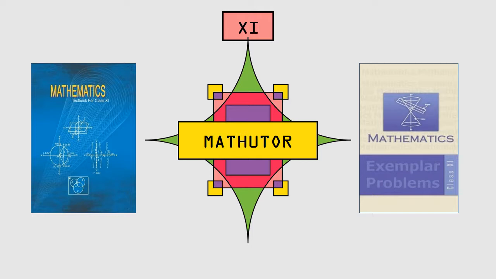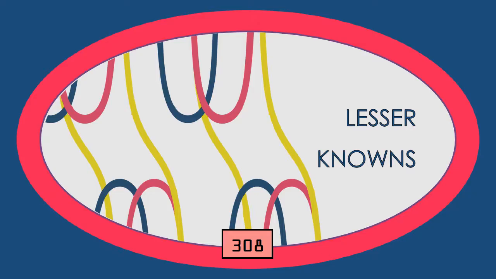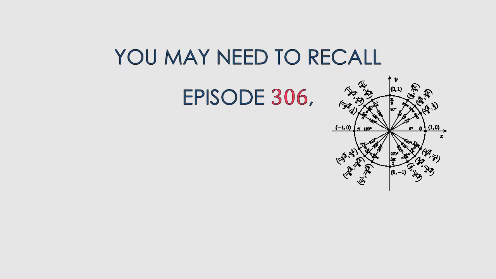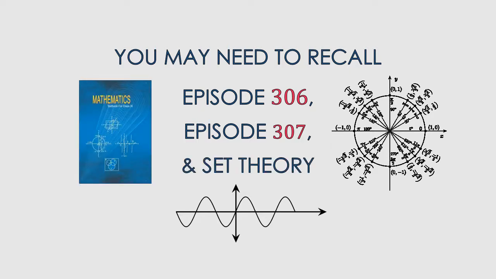Continuing from episode 307, this is Trigonometry 308. If you haven't watched episode 307, click on the link above. Lesser known trigonometric functions. You may need to recall episode 306, Trigonometry extended to any angles, episode 307, Trigonometric graphs, and Set Theory, Unit 1 of the Class 11th text.